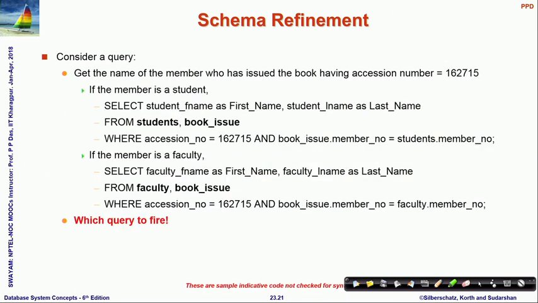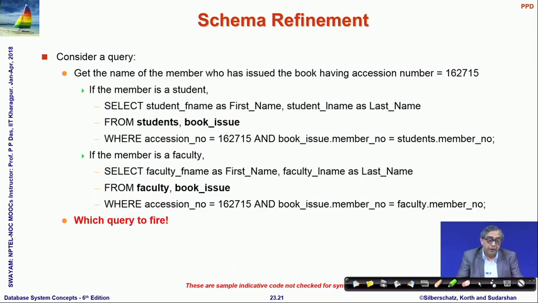So, what kind of issues will we get into? Let us consider a query to get the name of a member who has issued a book, say having accession number 162715. Now, if we have to write a select query for this, we will need to know whether the select query should be written on the student or on the faculty. So, if this member is a student, then we need the first query where we do a join between student and book issue to find out the student member number who issued that book, where the accession number gives me the particular book issue record from where this result will come.